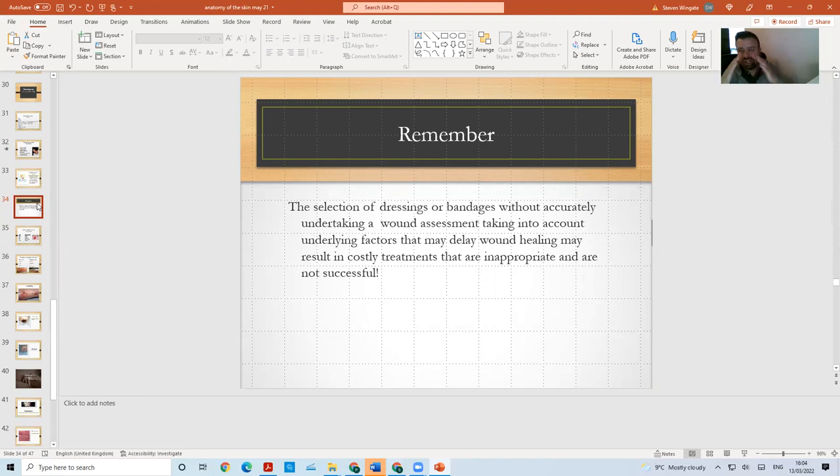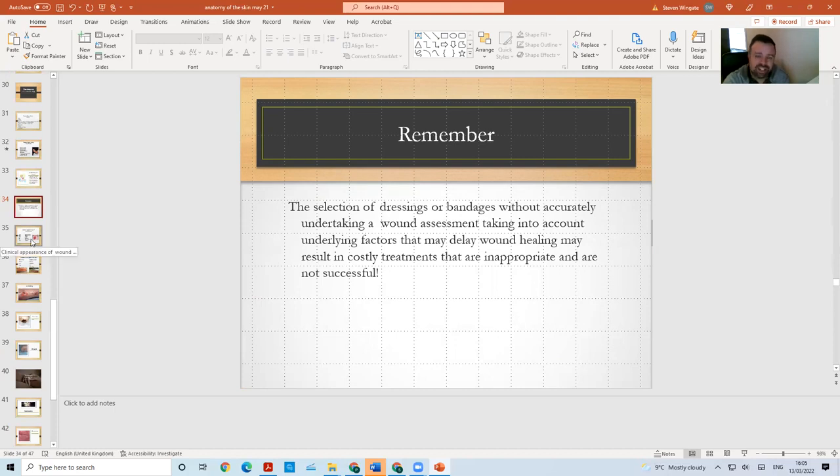So we need to know if it's growing, if it's going deeper, and you're going to be using your visual sight. So does it smell? Does it look red? Can we see other things? Remember, the selection of dressings or bandages without accurately undertaking a wound assessment into account could cause the delay of the healing process and could result in costly treatments that are inappropriate and not successful.